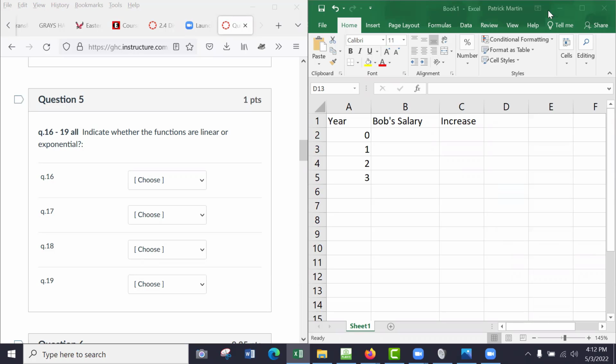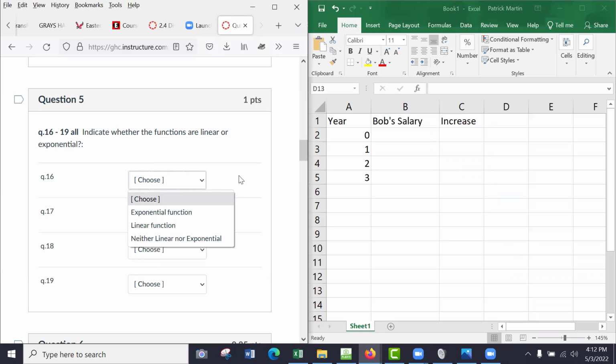Increases by $3,000 per year. So that's question 16 there. So is that linear, exponential, or neither?